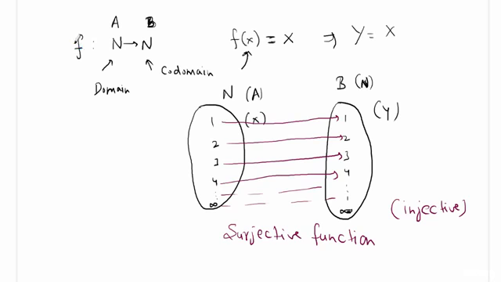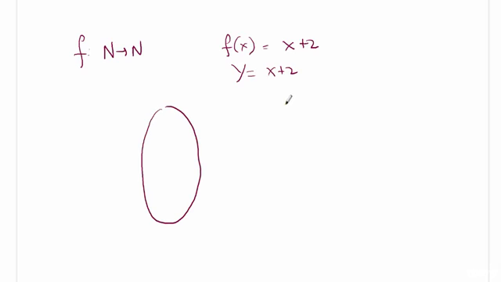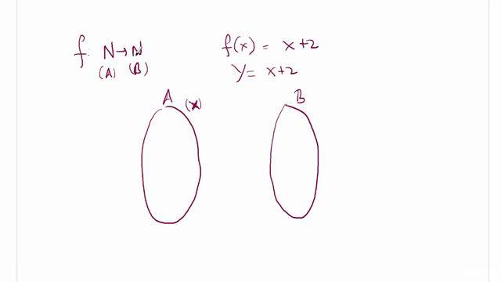While if I give you another example, which is also from natural numbers to natural numbers, but defined like this: f(x) = x + 2, or you can say y = x + 2. Now if you try to draw the function, this is set A and this is set B. This will have all the x's, so x can again take all the numbers from natural numbers: 1, 2, 3, 4, 5, 6, so on till infinity. Similarly, set B is also the set of natural numbers, 1, 2, 3, 4, 5, 6, so on till infinity.